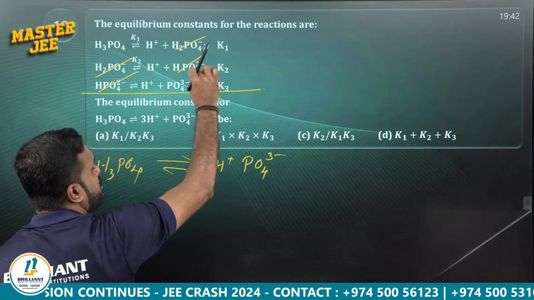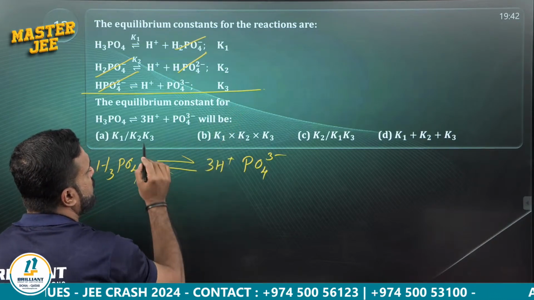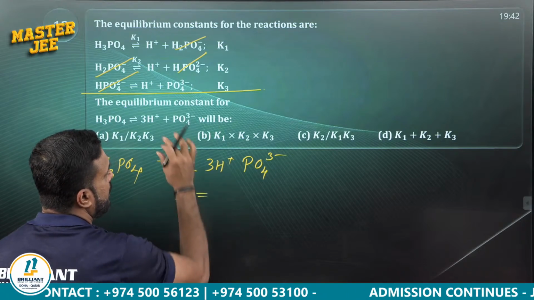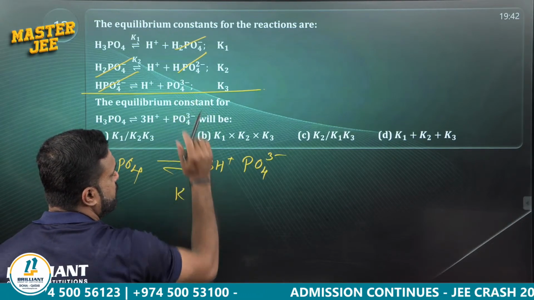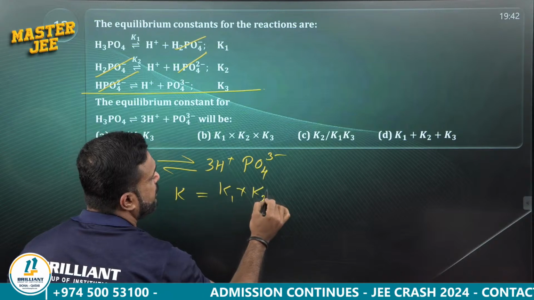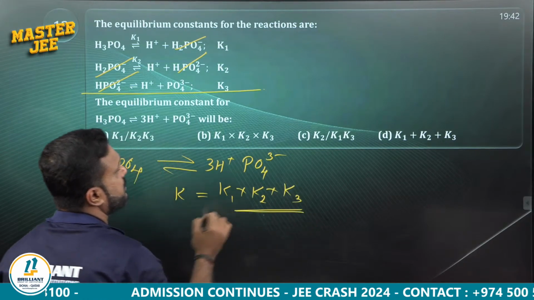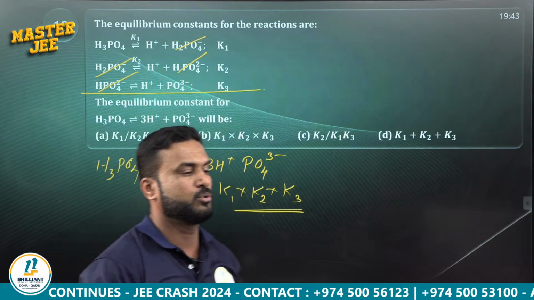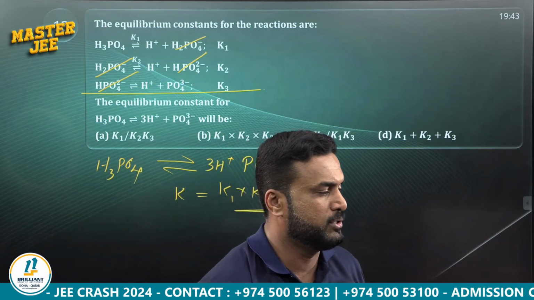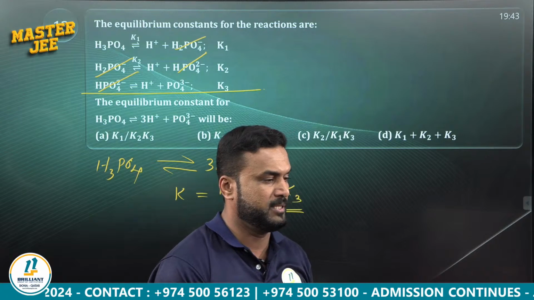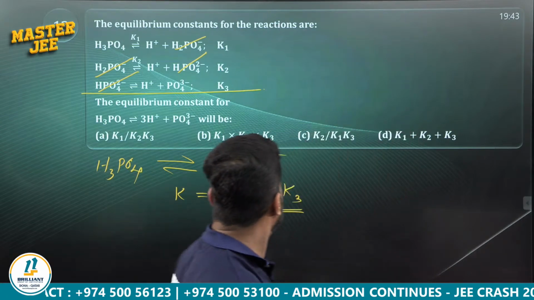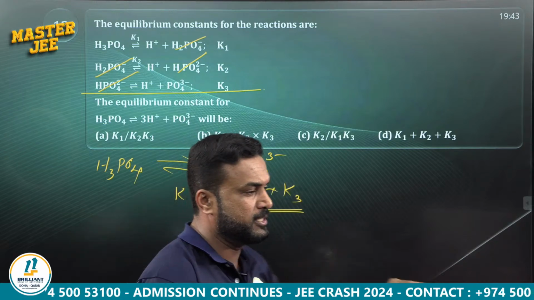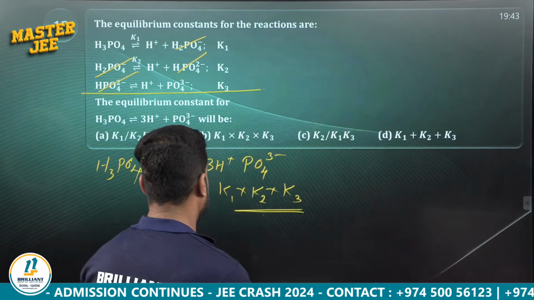So if you are adding these equations, applying logarithm, you will get the equilibrium constant for this equation. The total equilibrium constant for this equation will be K1 into K2 into K3. Correct. When you multiply these, the same species will cancel out. So that is correct, K1 into K2 into K3. Yes, correct. So the correct option is K1 into K2 into K3, option B. Yeah, correct. All gave the correct one.